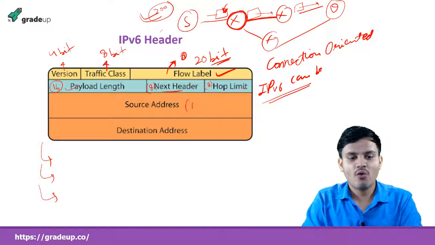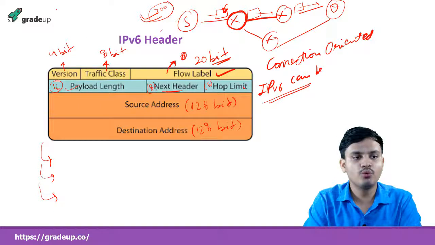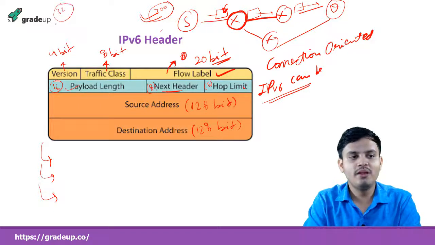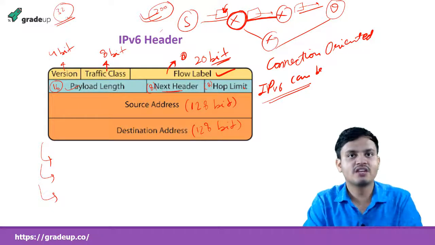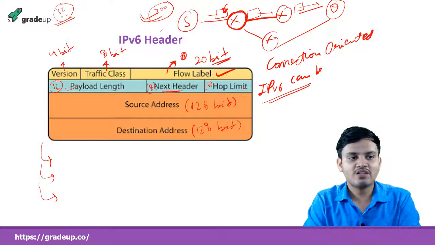Source address is 128-bit, and this is 128-bit also. See, 128-bit is very much. Earlier we had 32-bit. 32-bit may become extinct. Now we are facing a problem that we do not have so many IP addresses. That is why we have gone to IPv6, and IPv6 has 2 to the power 128 IP addresses.